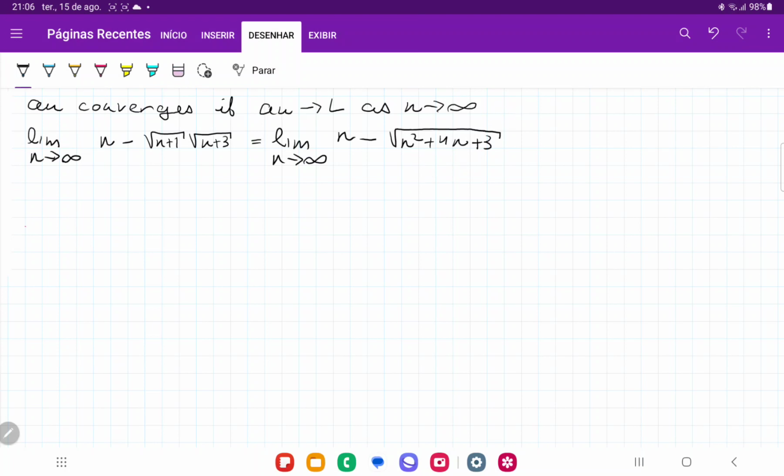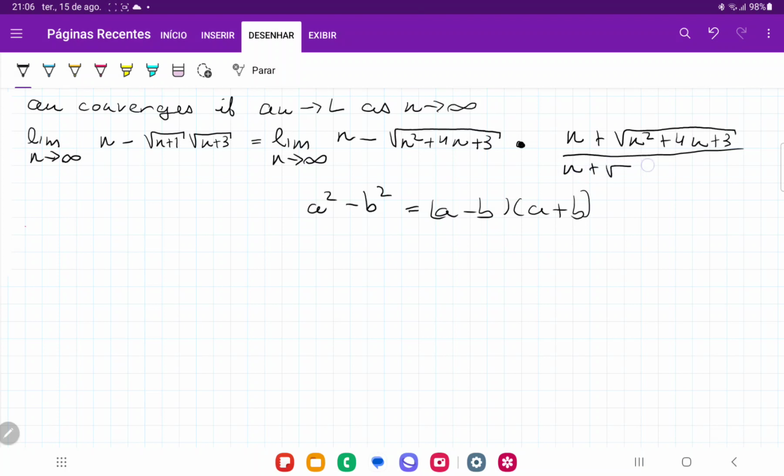So what we're going to do here is multiply by the difference of squares, right? If we have that a squared minus b squared is equal to a minus b times a plus b. So I'm going to multiply this by n plus the square root of n squared plus 4n plus 3 over n plus the square root of n squared plus 4n plus 3. And the reason that I'm doing this is because of the difference of squares. This would be my a minus b, and this would be my a plus b. So when I multiply, I'm going to get a squared minus b squared, and the b, when we square it, is going to get rid of that root.